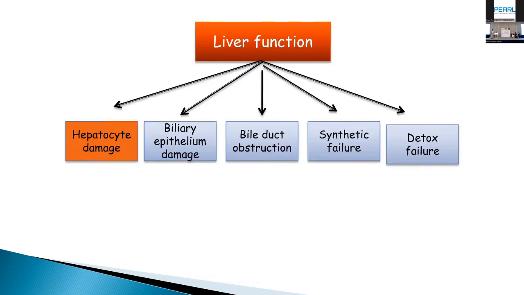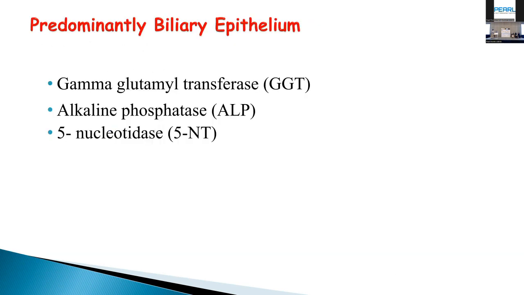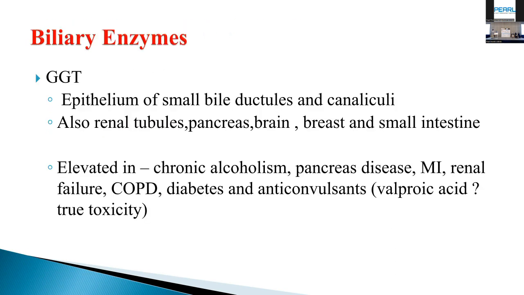Then we'll go to biliary epithelial damage and bile duct obstruction. We look at enzymes: gamma GT and alkaline phosphatase. 5-NT is not usually done in any of the labs, so we'll skip that. We'll look at how we can utilize gamma GT and alkaline phosphatase in diagnosing certain diseases. GGT is produced by the epithelial cells, and also from renal tubules and pancreas, and it's elevated in pancreatic disease and alcoholism. So how is it useful in diagnosing disease?